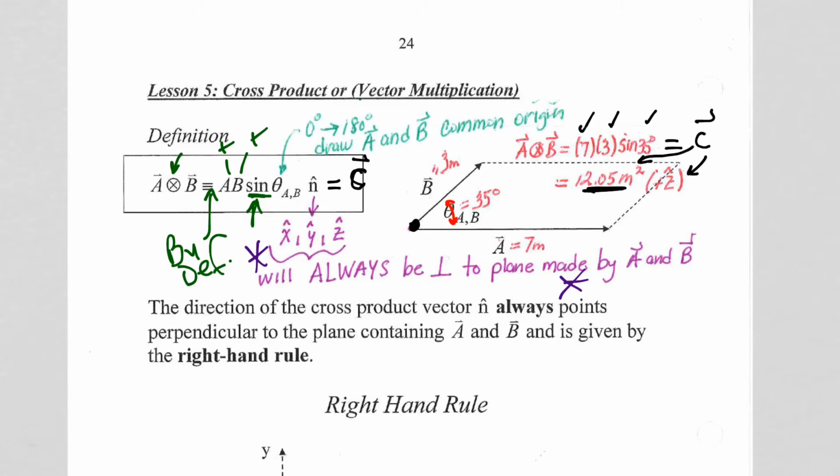You are then going to curl your fingers to make a fist. You will always be curling your fingers to make a fist in the direction of vector B, based on the angle that you used in your calculation, 35 degrees. So I'm going to curl my fingers towards B. To make a fist, I'm going to stick my thumb up. Your thumb is the answer.